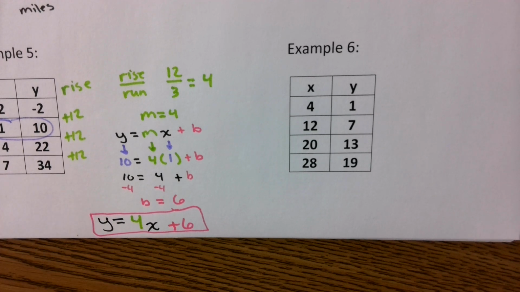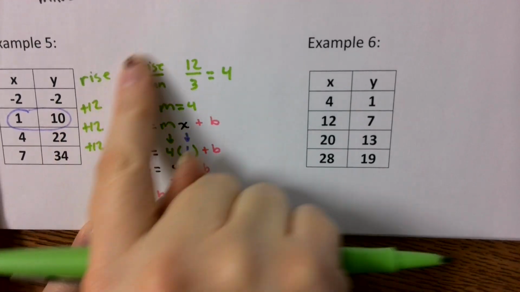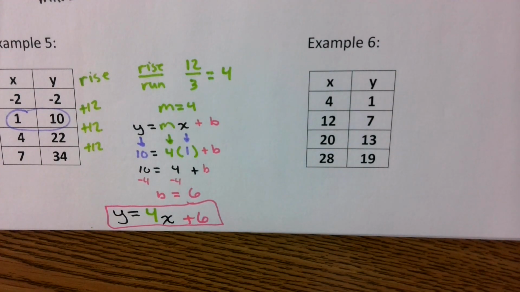Okay, so what's that called again? Finding the rise over run, which is called the what?